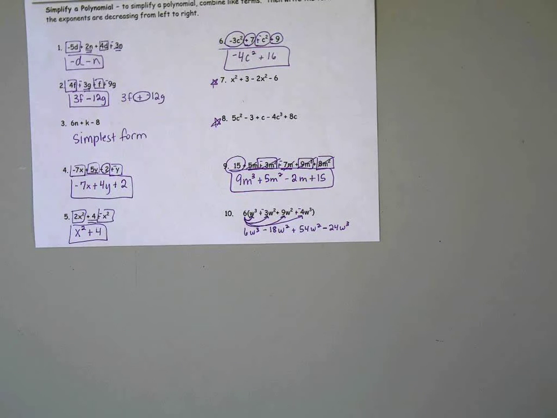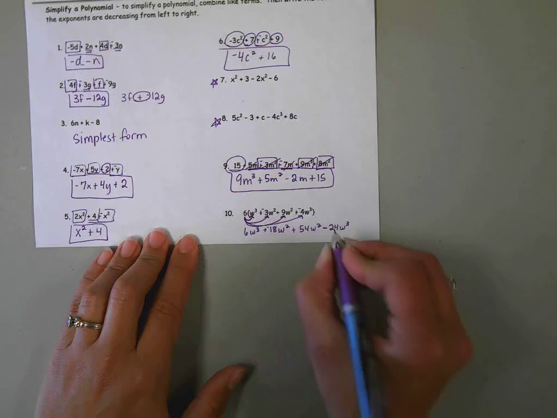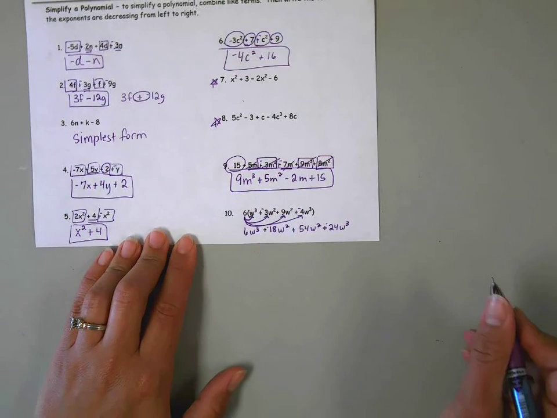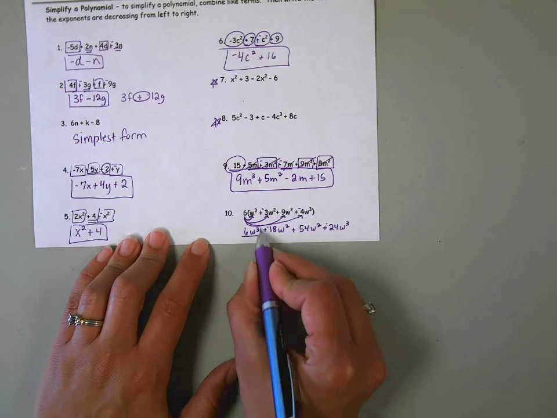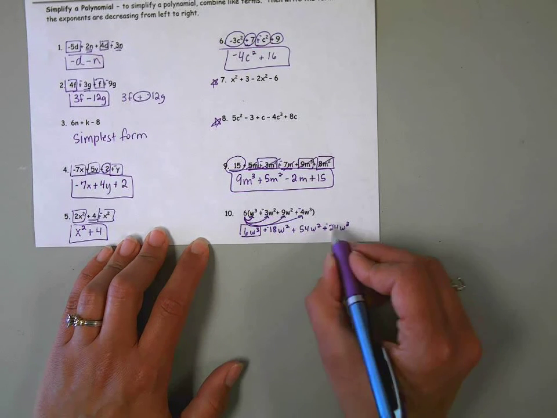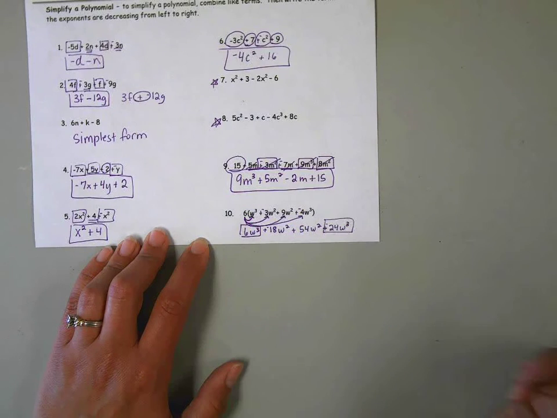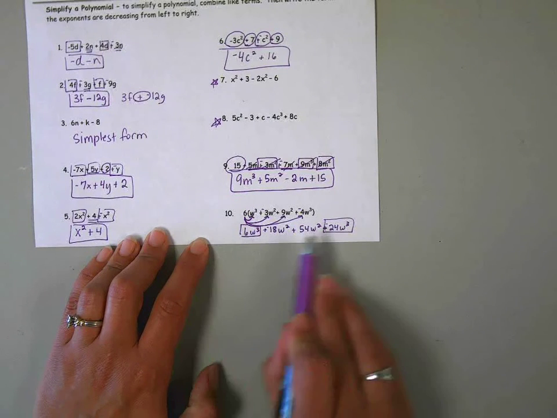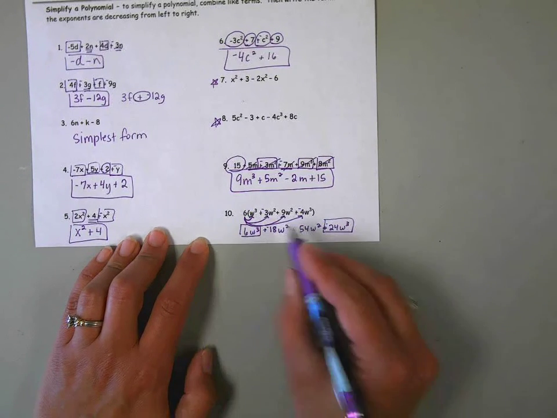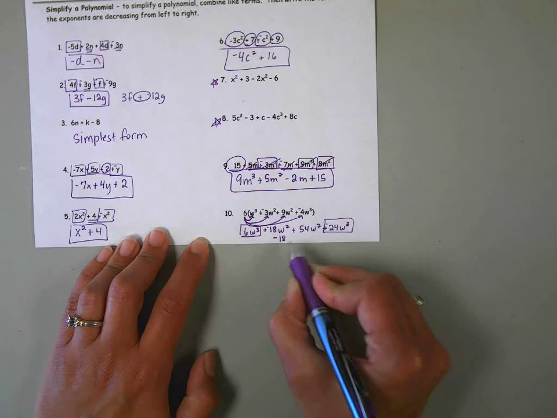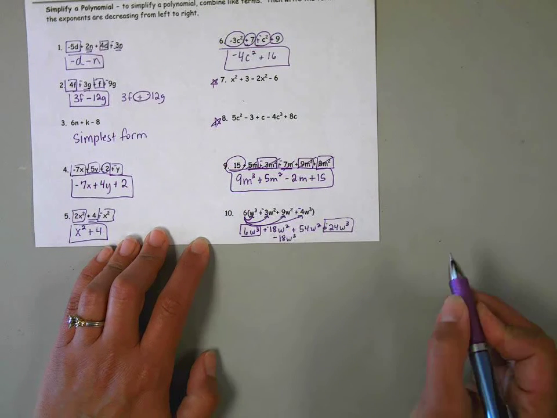And now that we've done the distributive property, I need to go and combine like terms. So I'm going to do the additive inverse to keep myself organized. And I'm going to start with my higher exponent, which is the w cubed. And 6 plus a negative 24 is a negative 18w cubed.